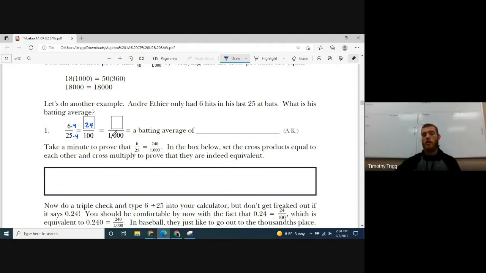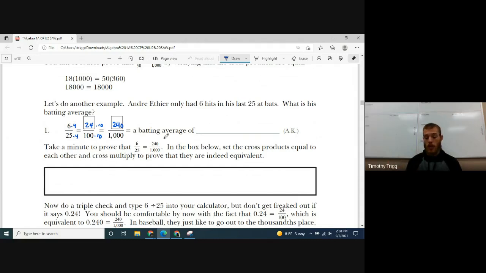For batting average, they always go to the third decimal place. So that's why it says out of 1,000. So 100 times what gives me 1,000? 100 times 10 gives me 1,000. So I'll multiply the top by 10 as well. So that's 240 out of 1,000. So his batting average is 240 out of 1,000. That's the same fraction as 6 out of 25.